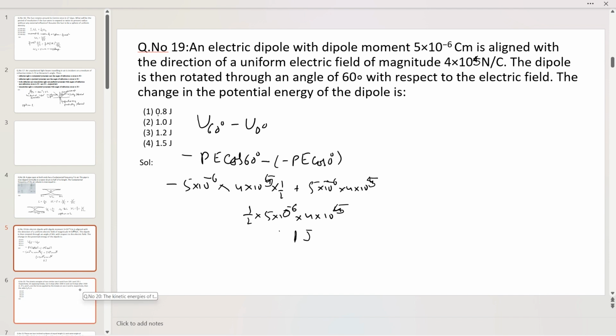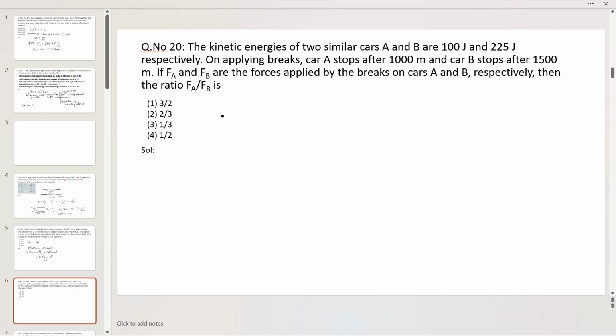Now I am going to another question. 5 joules respectively. On applying brakes, car A stops after 1000 meter and car B stops after 1500 meter. If FA and FB are the forces applied by the brakes on car A and B respectively, then FA by FB is. Now here you see that your kinetic energy for car A, that is 100 joules, is given to you, and kinetic energy for car B, that is 225 joules, is given to you.